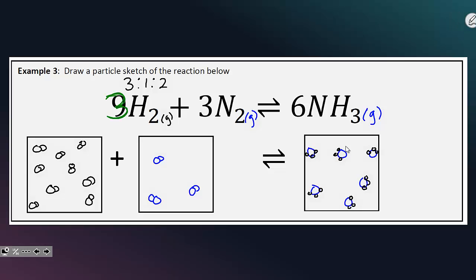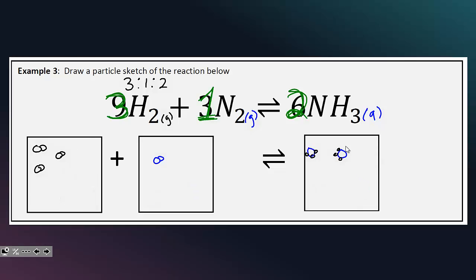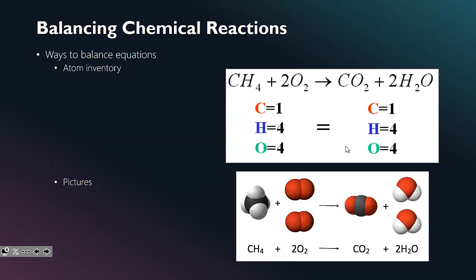So if this was a 3, a 1, and a 2, this would show the balanced reaction, and we could have gotten it by drawing just this. Our 3 hydrogens with 1 nitrogen made 2 ammonias. Again, personally, I do not prefer particle sketches. When I balance, I use an atom inventory, where I need to get the numbers on the left to equal the numbers on the right.